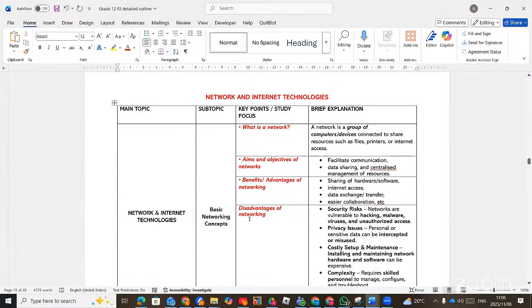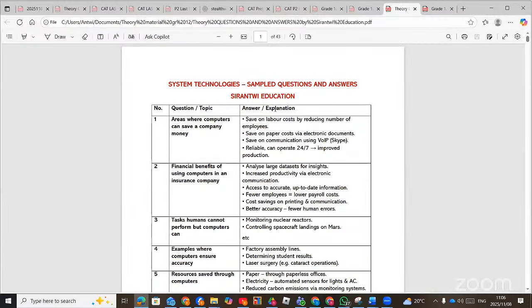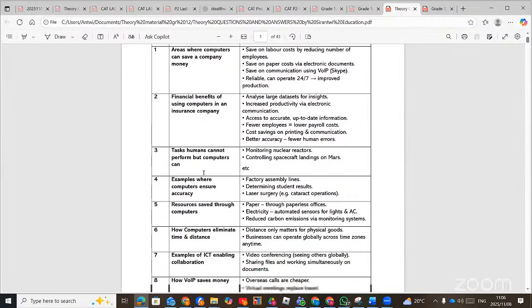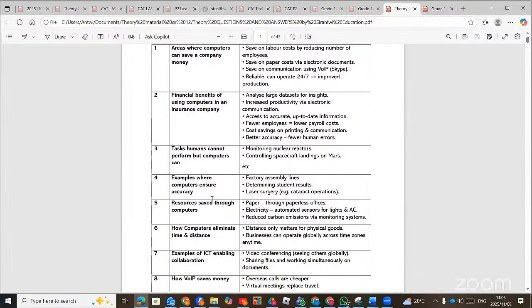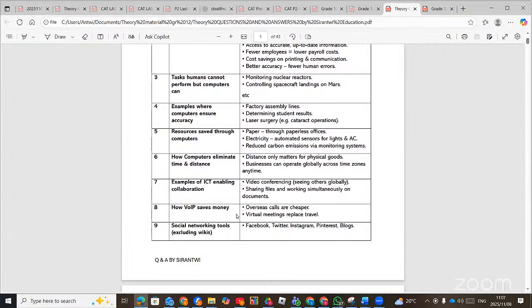So as you can see here, I have a number of questions that I also indicated. These are sampled questions based on what I've discussed. Areas where computers can save money, financial benefits, so they can ask you that. Examples of where computers ensure accuracy, resources saved, how VoIP saves money. These are talking about how we can save money, but they ask it in different ways. Resources saved through computers, paper, and others.